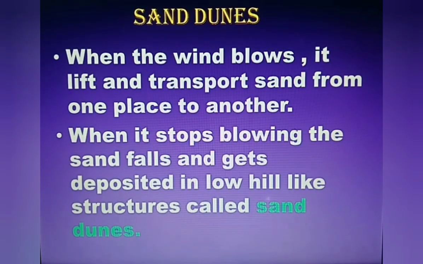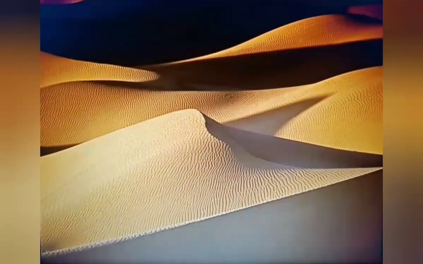Sand dunes. How are sand dunes formed in the desert? When the wind blows, it lifts and transports sand from one place to another. When it stops blowing, the sand falls and gets deposited in low hill-like structures called sand dunes. You can see the picture of a sand dune. Low hill-like structures formed in the desert by the work of wind.